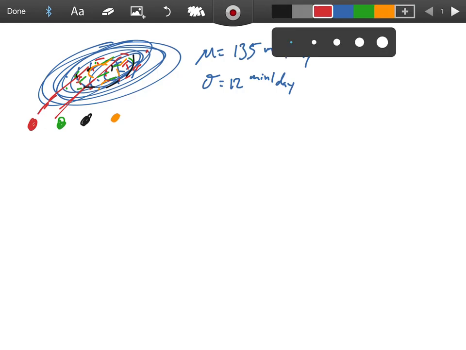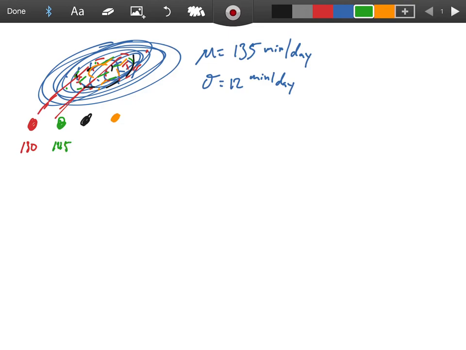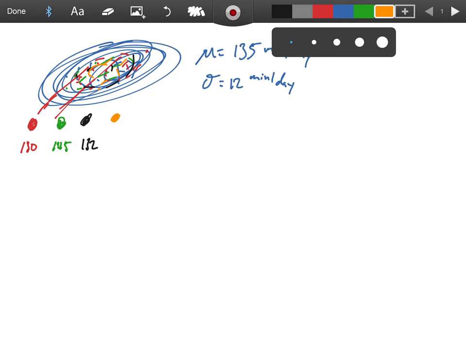So let's say that the average of the first one is 130. The average of the second one is 145. The average of this one is 132. The average of this one is, I don't know, 115. So notice that I'm getting all different values for these averages, which is totally fine, right? If you reach into a population and take a sample, even if it's a random sample, the average of that random sample isn't going to be exactly the average of the population. Very rarely will it be exactly the average of the population.